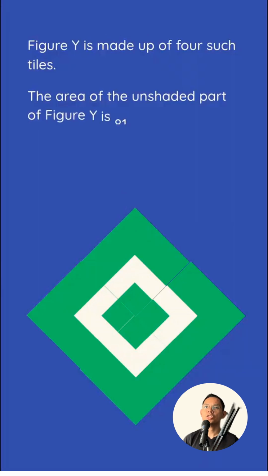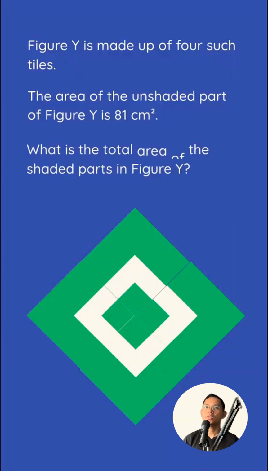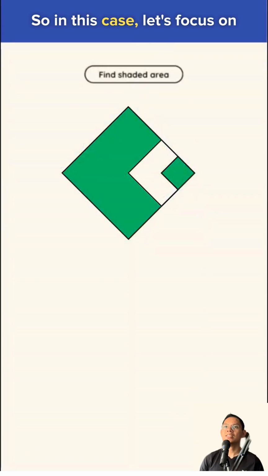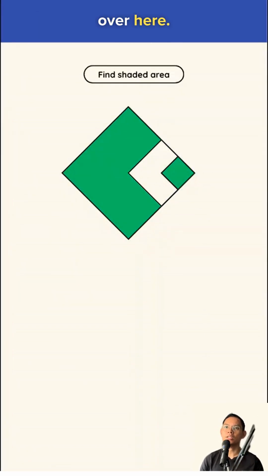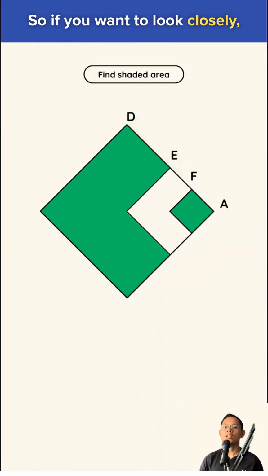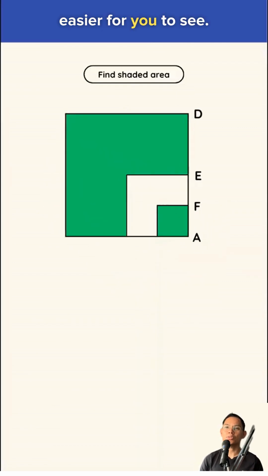So the area of the unshaded part, which is highlighted in yellow or white, of figure Y below is 81 centimeters square. What is the total area of the shaded parts highlighted in green in figure Y? In this case, let's focus on one tile, or just one square over here. If you look closely, let me just rotate this so it's easier for you to see.